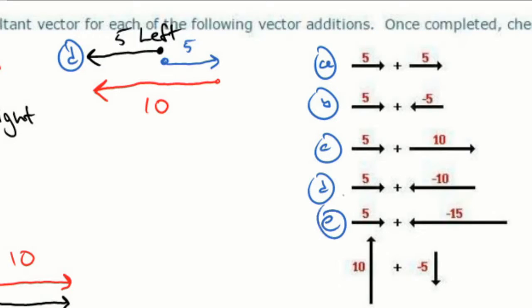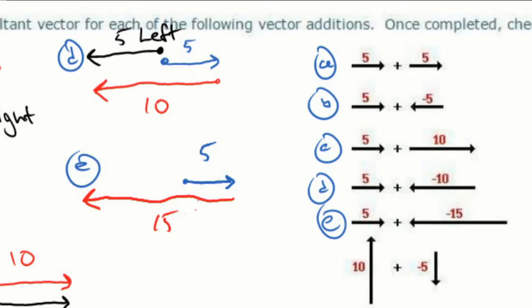This one we'll call E. All right, so I'm traveling 5 to the right. And then from there, I'm going 15 to the left. So remember, this is where I started, and I ended right there. So that is going to be 10 to the left.